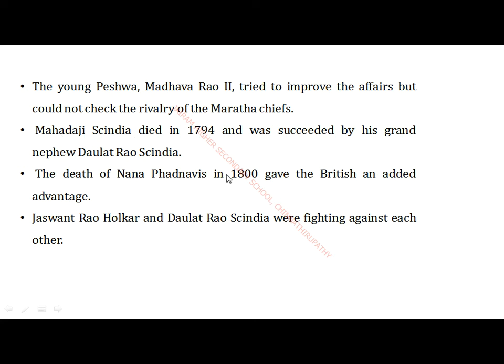The death of Nana Phadnavis in 1800 gave the British an added advantage. He was the great opponent of the British, a supporter of Raghunath Rao's wife, and so he was against the Britishers. After the news of the death of Nana Phadnavis in the year 1800, the Britishers took a lot of advantage.